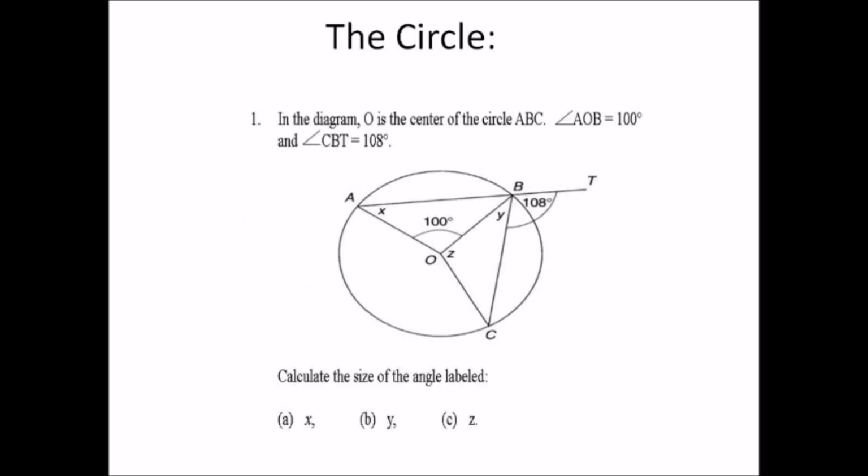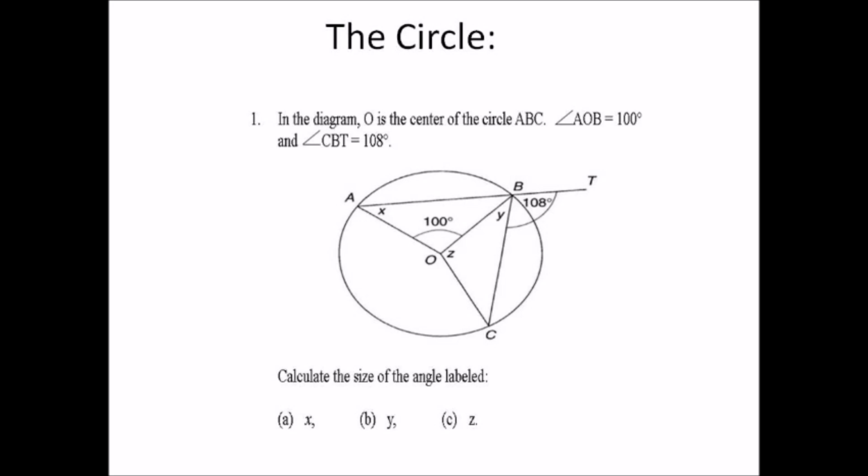Okay, you should be complete by now. Circle. In the diagram, O is the center of a circle ABC. Angle AOB is equal to 100 degrees and angle CBT is 108 degrees. Calculate the size of the angle labeled X and Y and then Z. X, Y, and Z. Find X, Y, and Z from the diagram they have there.